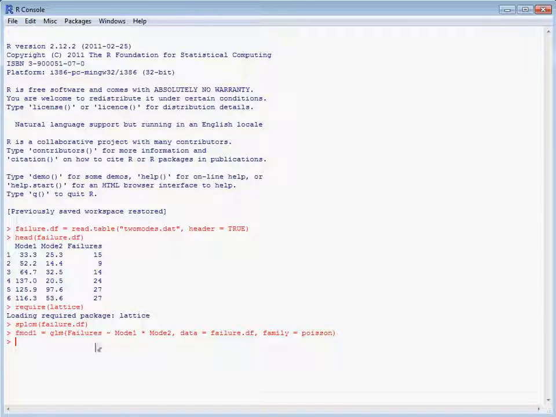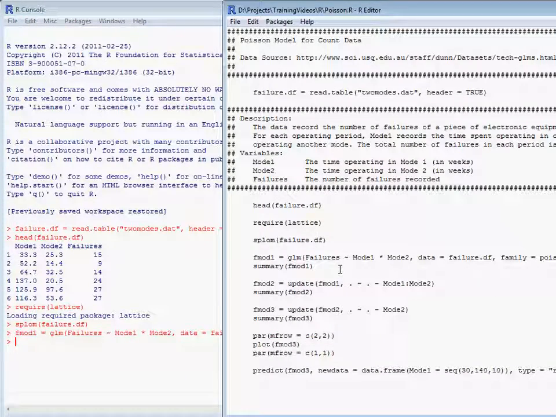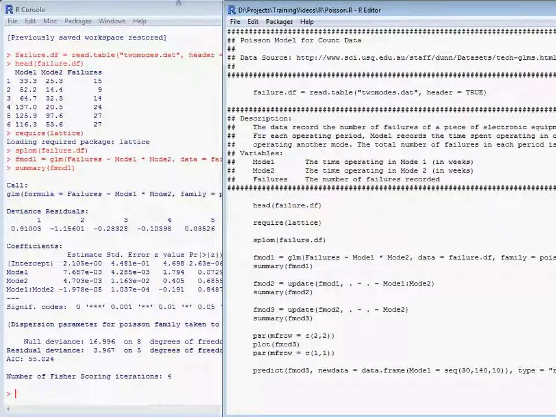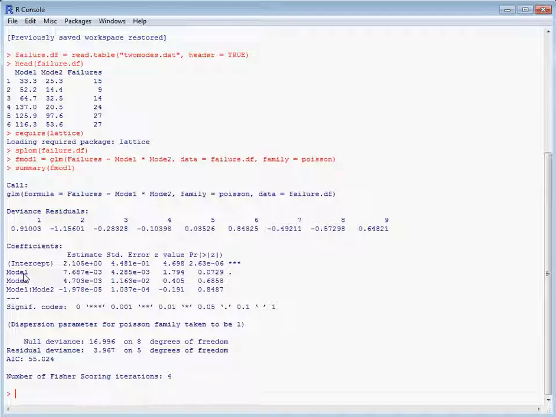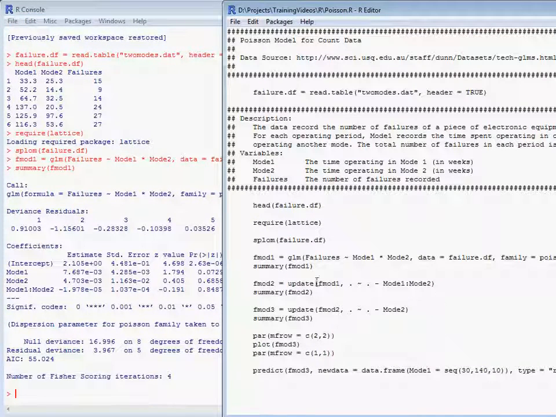So I fitted that model, produced a summary, and we get a standard output. And we've got our table of coefficients, which indicates that there isn't an interaction. There's unlikely to be an interaction between the amount of time spent in the two modes and the total number of failures. So what we can do then is update our model by removing the interaction, producing the summary.